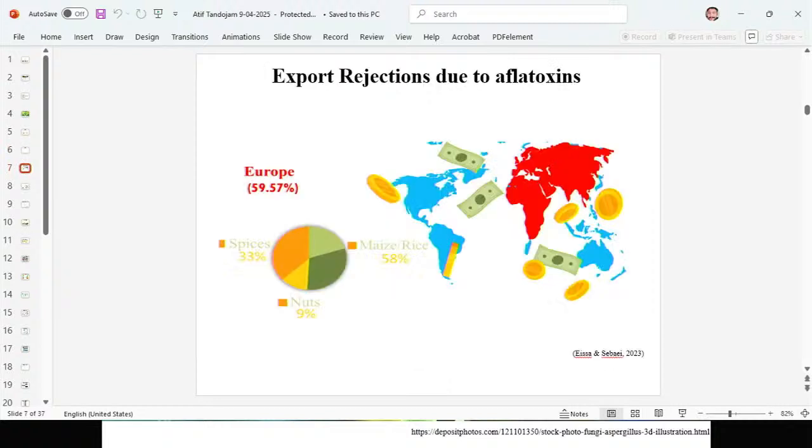So this is just data to show how many exports there are, and how many consignments are rejected due to this aflatoxin. And in Europe, you can see that 59.57 of our consignments are rejected due to this aflatoxin.